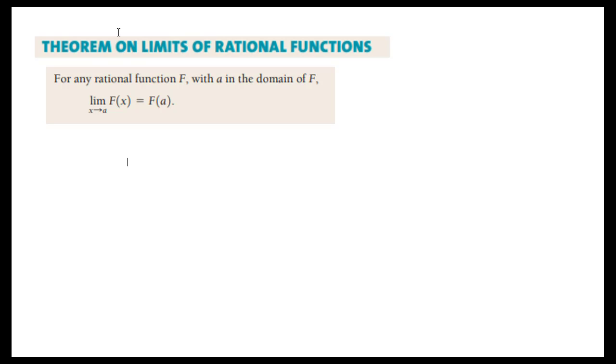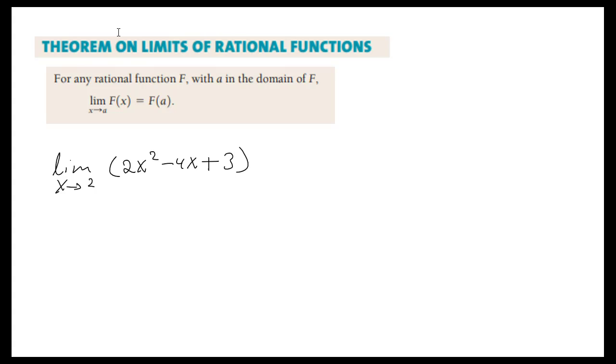Okay, we can summarize all of these properties in this theorem. For any rational function f with a in the domain of f, the limit of f of x when x approaches a is equal to f of a. How can we understand this? Let's say we want to find the limit when x approaches 2, the same function we already did, of 2x squared minus 4x plus 3.